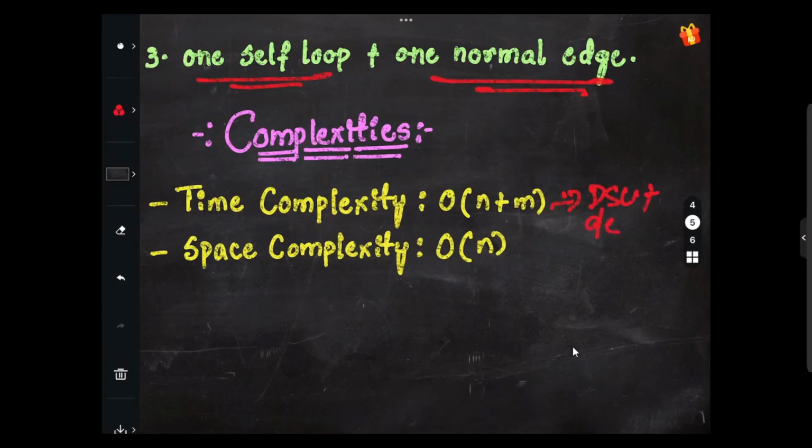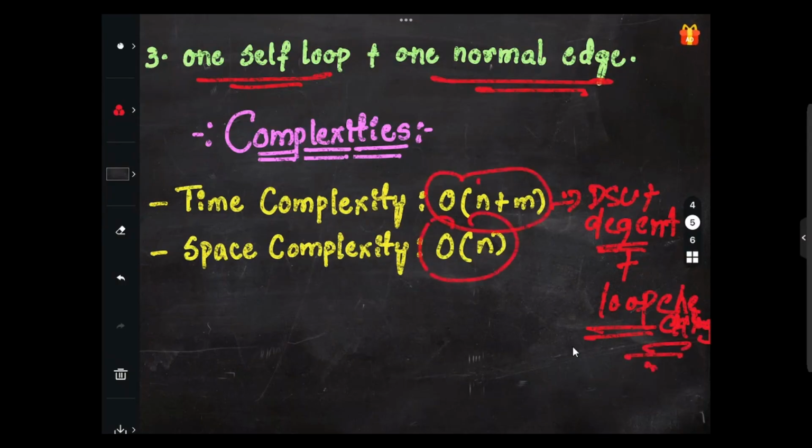Plus we will be going with the degree counting here. Also, we will be going with the loop checking, right? Degree counting, Euler's pair, this one, Euler 2 technique, and loop checking as well. So overall time complexity would lead to big O of n plus m.